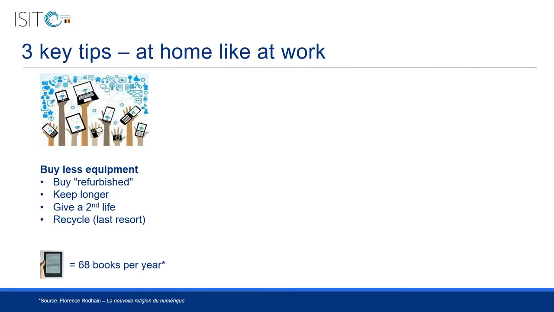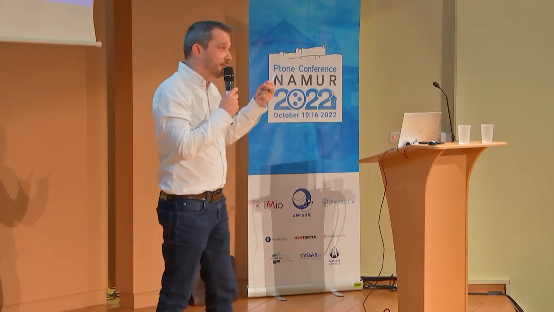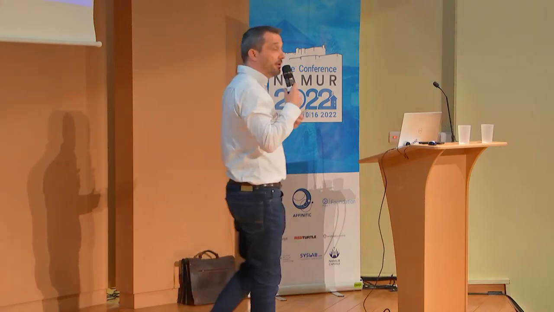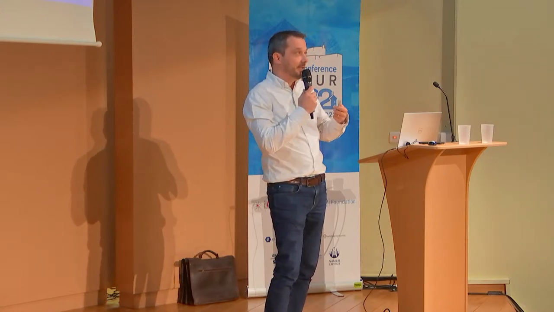What to remember: buy less equipment. Buy refurbished if you can, give a second life to your equipment, and only as a last resort, recycle, but make sure that it does not stay in your cupboard. The booklet there, the electronic one, is just to give you an idea. If you buy an electronic book reader, it's roughly equivalent to 68 books per year that you would need to buy. So you can ask yourself the question, do I need the electronic version, or is the paper still quite interesting?